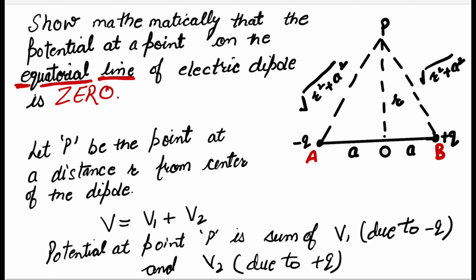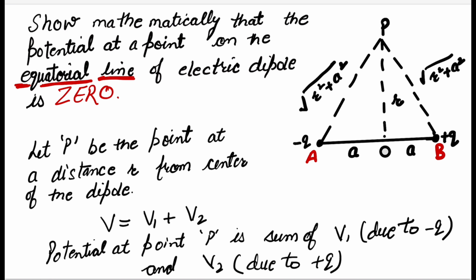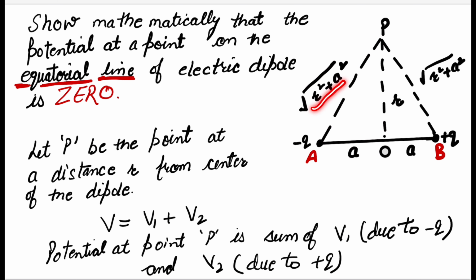We choose a point P on the equatorial line, and we want to calculate the electric potential. So the question is: show mathematically that the electric potential at a point on the equatorial line of the dipole is 0. So this potential comes out to be 0. The point P is at a distance r, and this is the distance a. By the Pythagoras theorem, the hypotenuse will be the square root of base squared plus perpendicular squared. So it is r square plus a square. The same you will get on the other side, right?